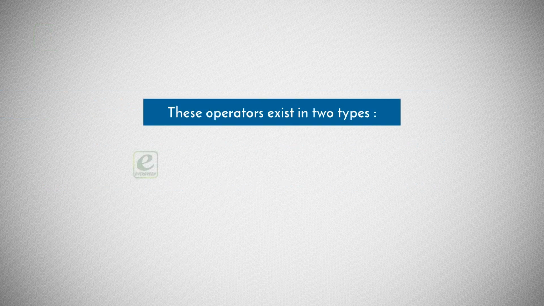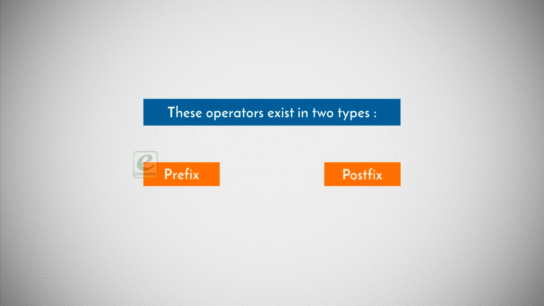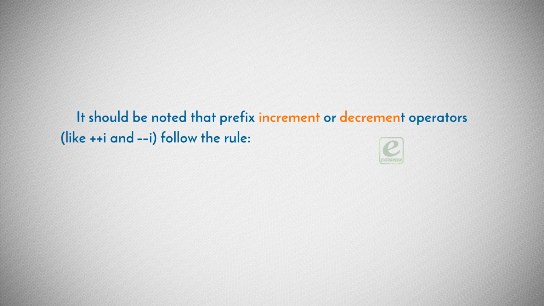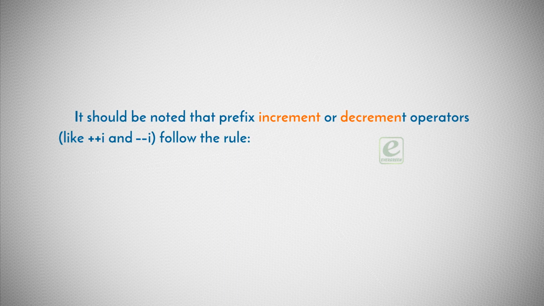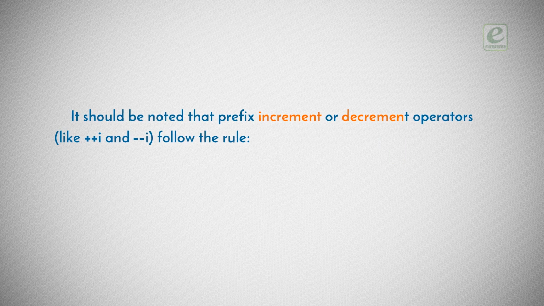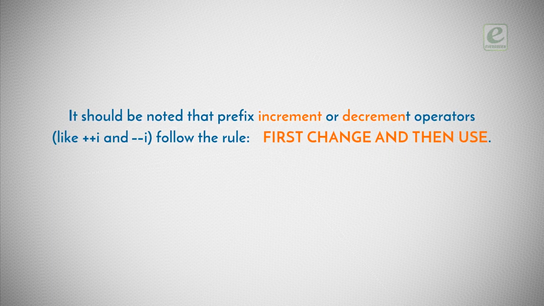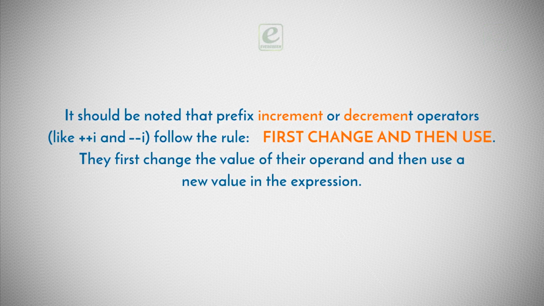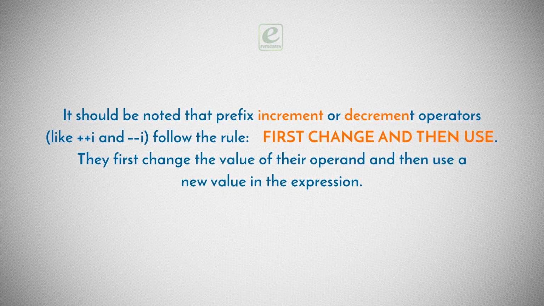These operators exist in two types: prefix and postfix. Prefix. Prefix means before its operand. It should be noted that prefix increment or decrement operators like increment I and decrement I follow the rule first change and then use. They first change the value of the operand and then use the new value in the expression.